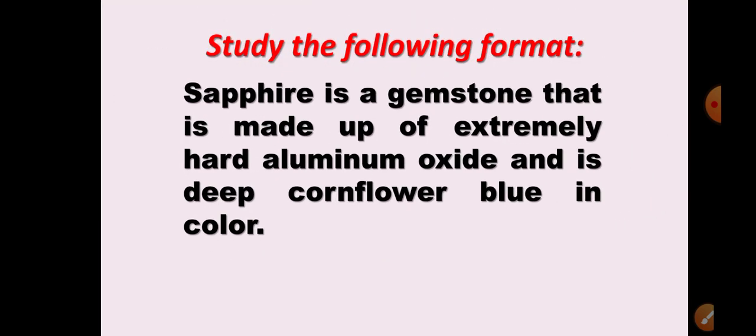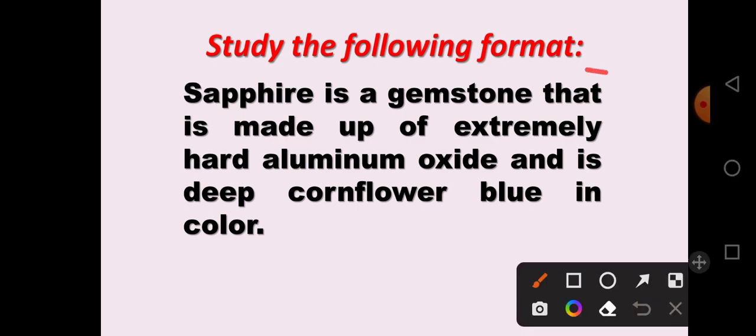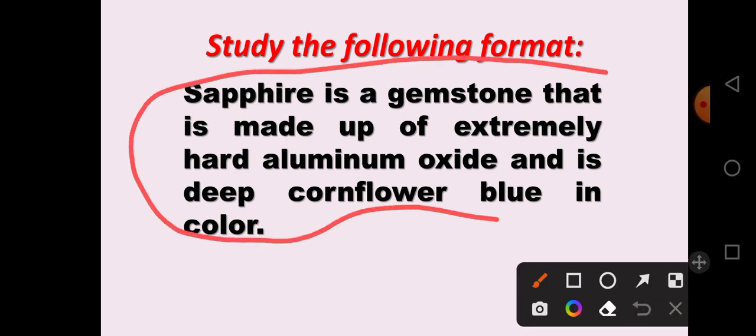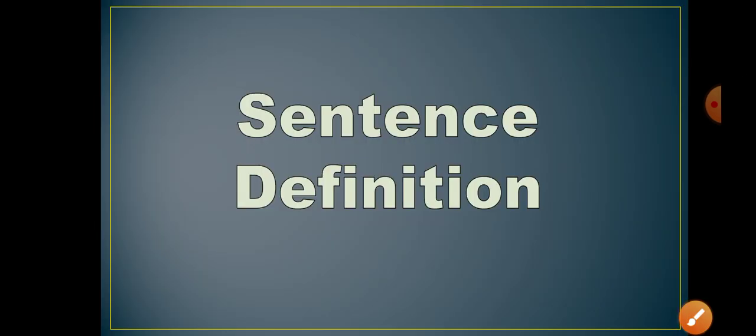Sapphire is a gemstone that is made up of extremely hard aluminum oxide and is deep cornflower blue in color. So this is a sample format on how to write the definition of terms. What did you notice, class? How was it written? The definition of terms is actually written in a format known as the sentence definition.